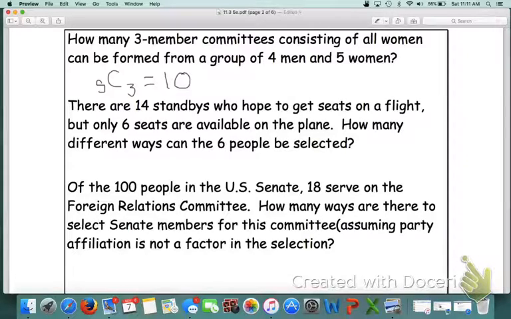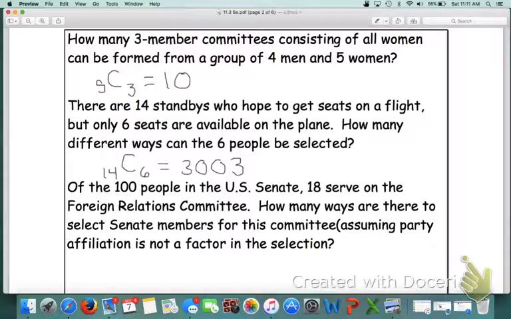There are 14 standbys who hope to get seats on a flight, but only 6 seats are available on the plane. How many different ways can the 6 people be selected? Okay. So there are 14 people on standby, but of those 14, only 6 are going to get seats. That tells us that there are 3,003 different ways that those 6 people can be selected.